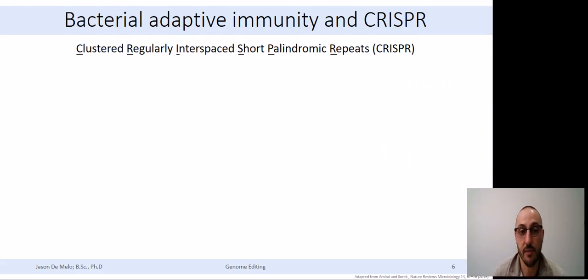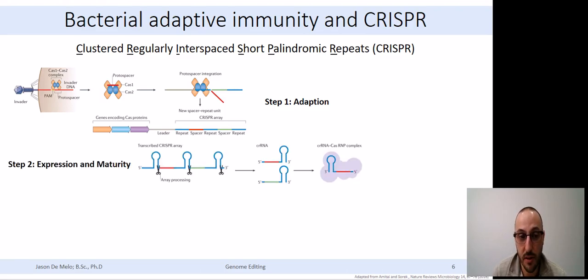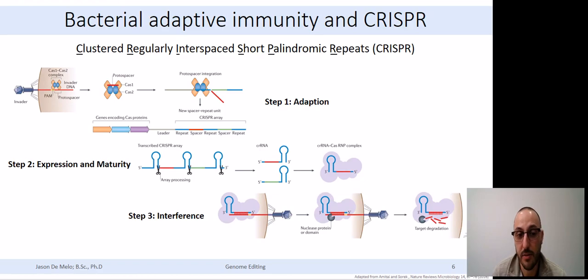CRISPR and Cas9 were identified as a form of adaptive immunity within bacteria. When a virus infects a bacterial cell and injects its DNA, this foreign DNA can be identified by Cas proteins, resulting in its degradation and the incorporation of a small piece of this viral genome within the genome of the bacteria in the form of a CRISPR array. Once this CRISPR array is expressed, matured and processed, this CRISPR RNA can be loaded into Cas proteins such as Cas9 and be used to identify any subsequent infection by viruses and foreign DNA. That foreign DNA is degraded and infection is prevented.